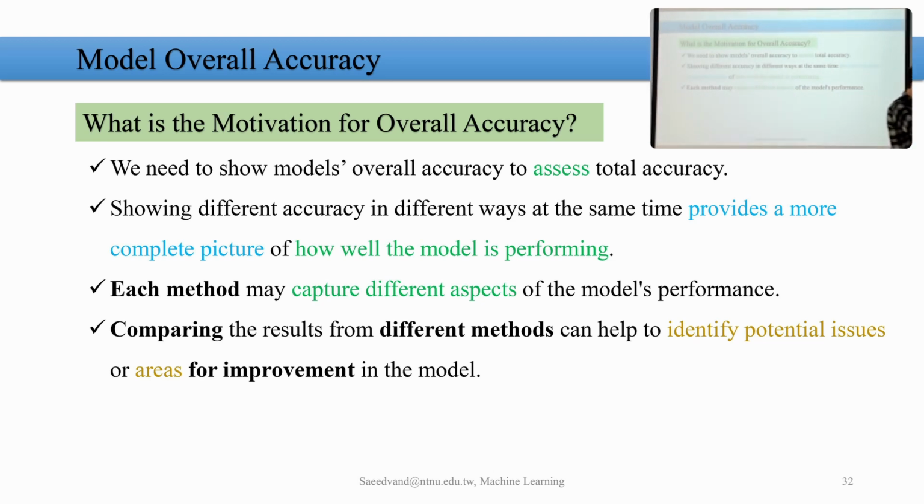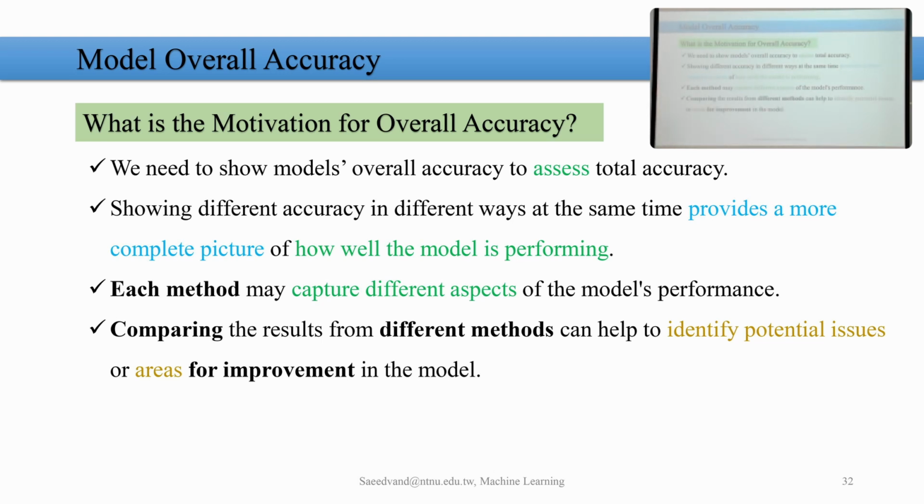It means that I cannot say I have one metric, like mean square error, and that's it. It shows that my model is very good. No, that shows only one aspect. We need to use different aspects with different metrics to show the performance of the training model that I have.